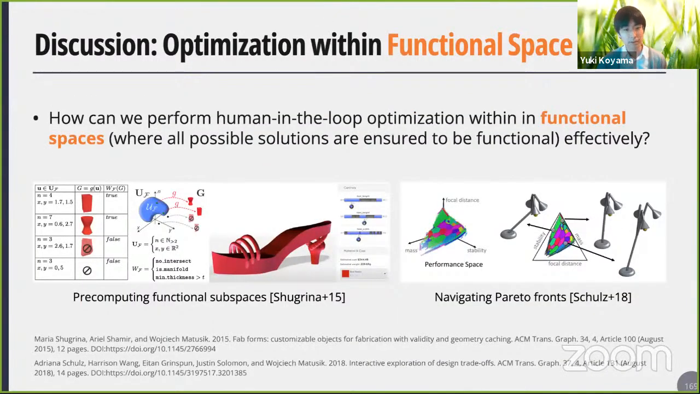Another possible approach to consider both functionality and aesthetic preference is to perform user-in-the-loop optimization within a functional subspace or functional manifold, where all the possible solutions are ensured to be sufficiently functional. This could be done by either pre-computation or real-time simulation. This is also an interesting future direction.